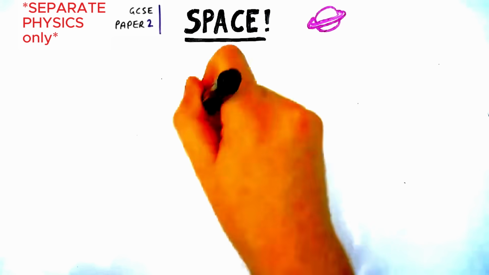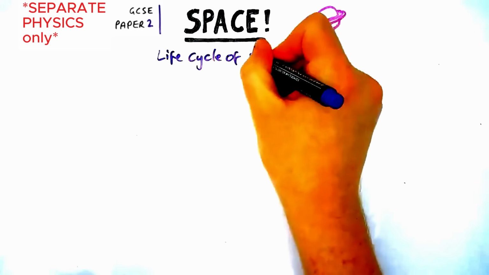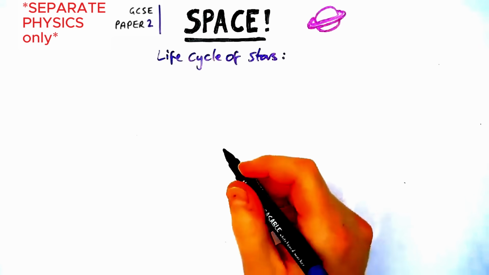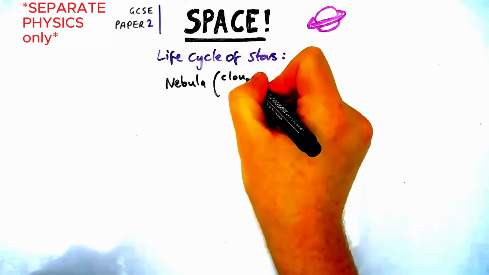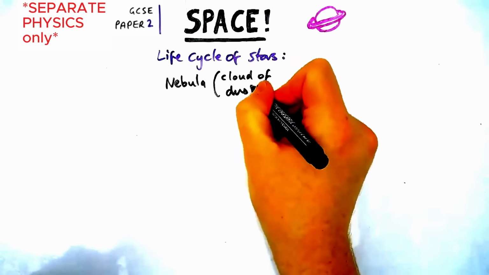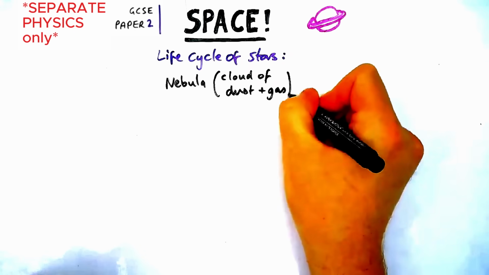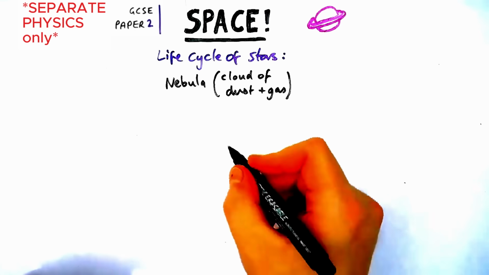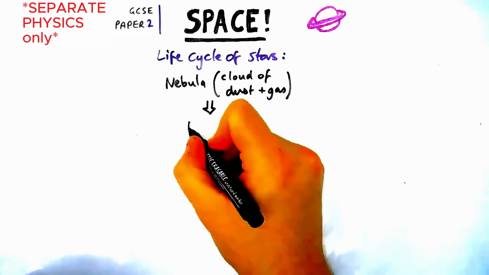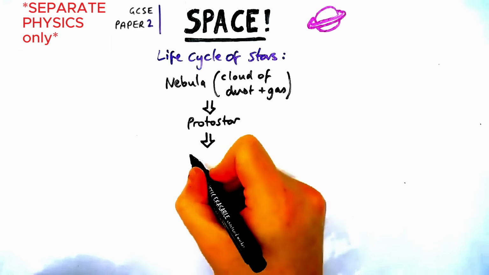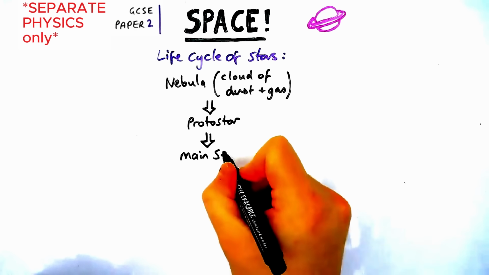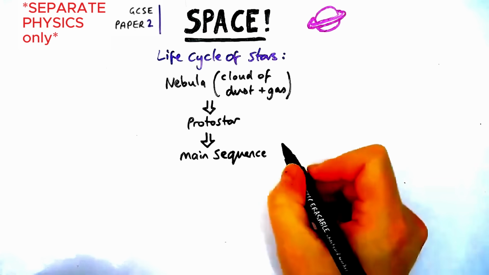In part one of this video, we are going to talk about stars. We're going to look at how they're born, how they live, and how they die. So first of all, stars form as a nebula, which is a fancy name for a cloud of dust and gas, bits of atoms that are usually left over from other solar systems. When they come together they will form a protostar.